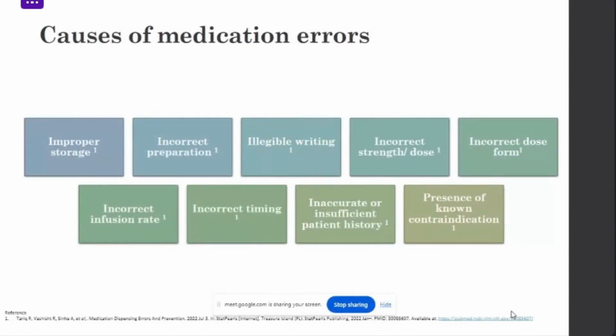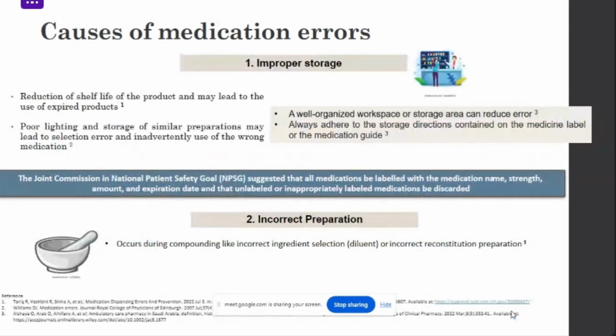So improper storage, incorrect preparation, illegible handwriting, incorrect strength or dose, incorrect form, incorrect infusion rate, incorrect timing, inaccurate or insufficient patient history, and presence of known contraindication. These are the majority of the things that we need to look into in a medication error. So improper storage, if you ask me, storage of drugs is very crucial.